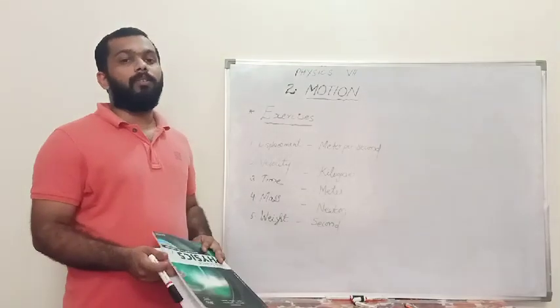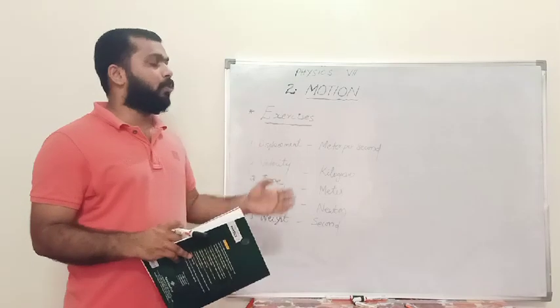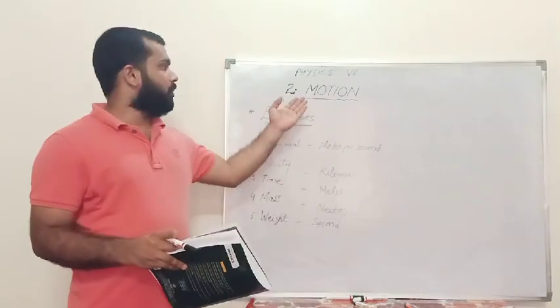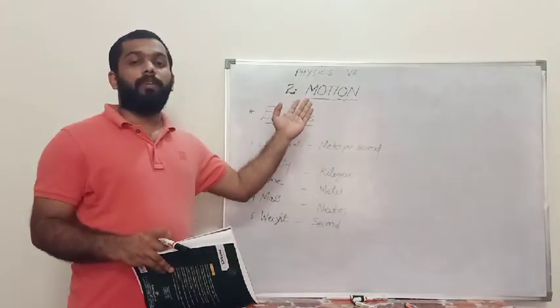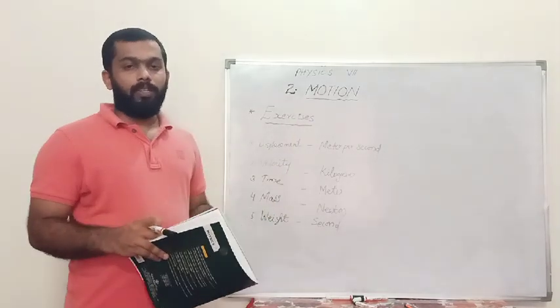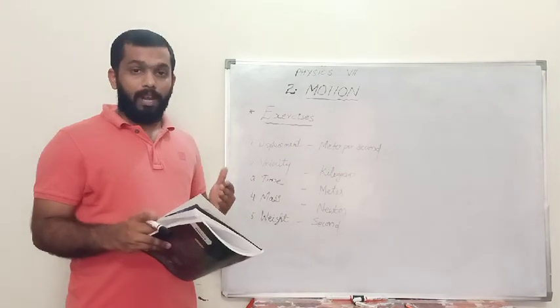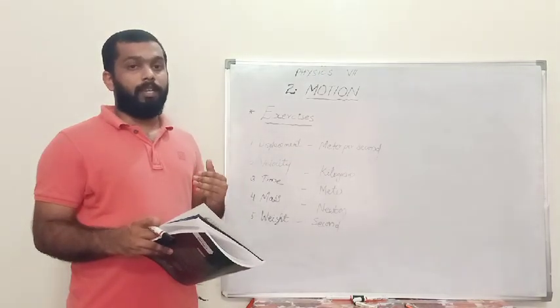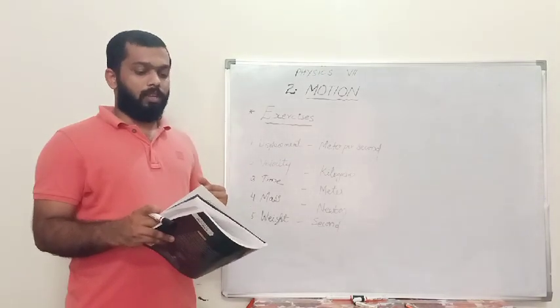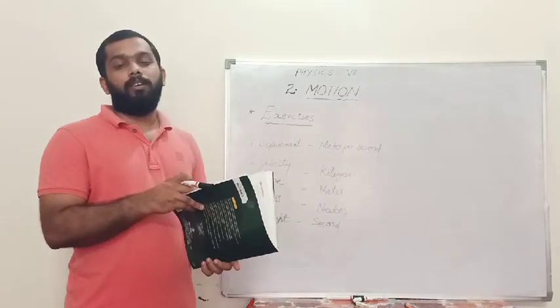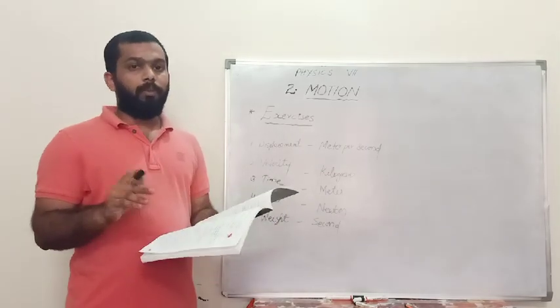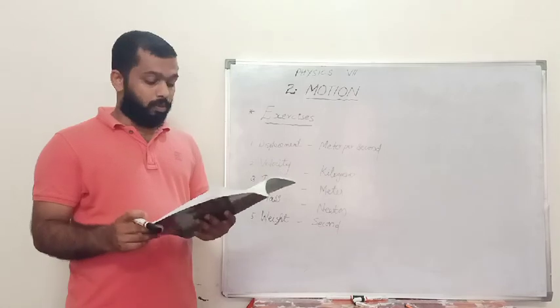Today we are entering the last part of our topic, the exercise portion. We were dealing with chapter 2, motion. In motion we were studying rest and motion, then types of motions, then speed and velocity, and mass and weight and the differences between mass and weight. Everything we have discussed. Since many of you have not got your textbook, I will give you all the question answers. Please go through it.